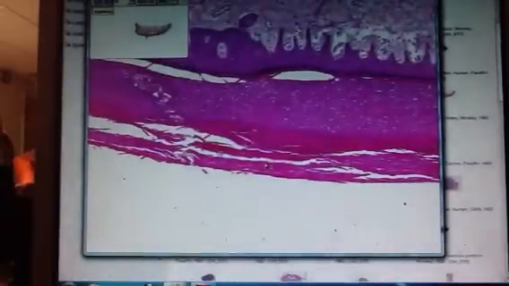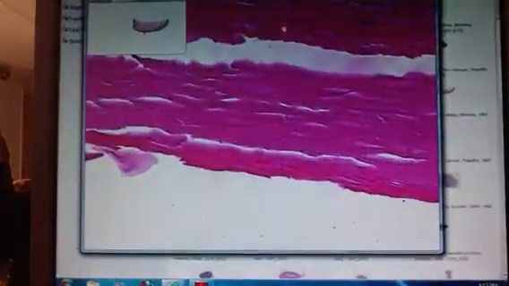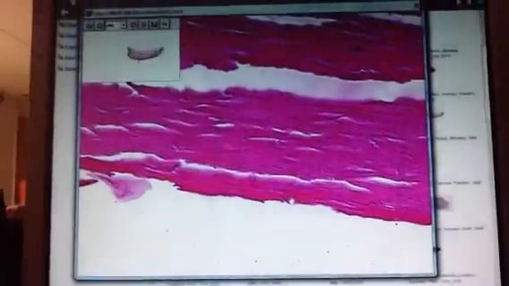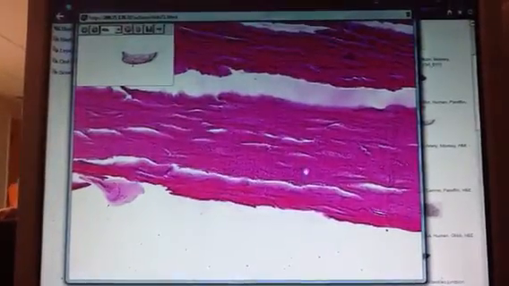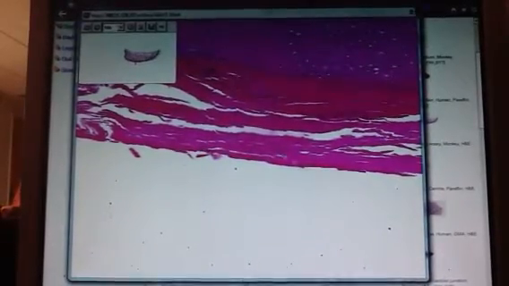On a practical, we would put something like this up where it's very obvious that there are no nuclei anywhere near the surface of this organ. Stratified squamous, keratinized epithelium. Here's nuclei way down here. There's no nuclei up here. Okay?